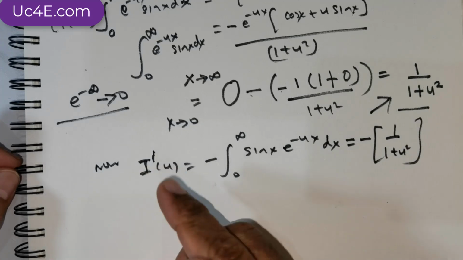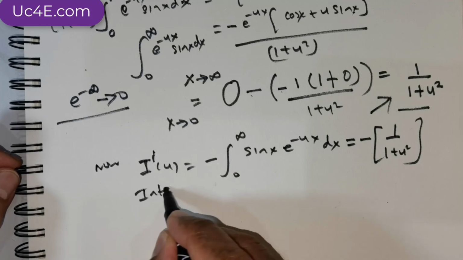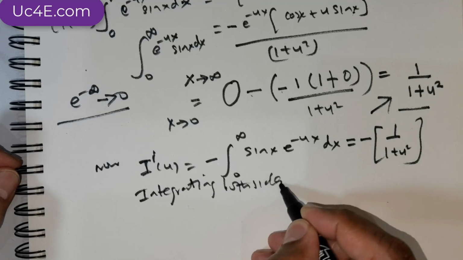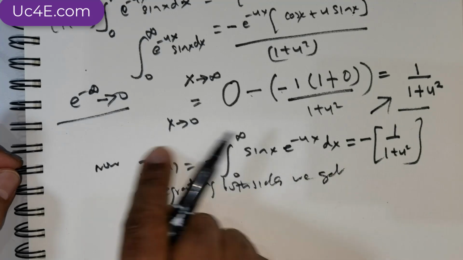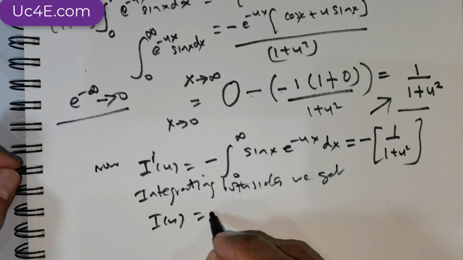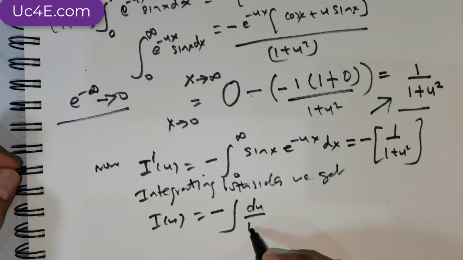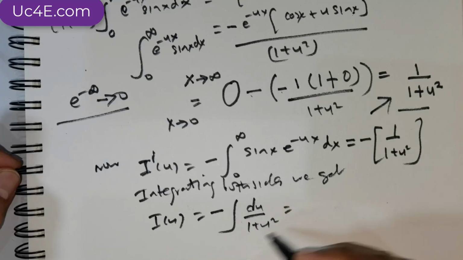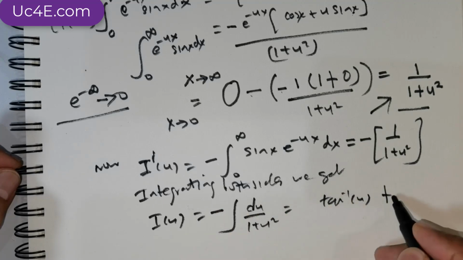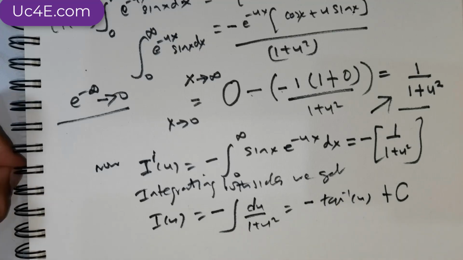Now this is I dash, but you need to obtain I of u. So we need to integrate both sides. That's exactly what I'm going to do. Integrating both sides, so what do we get? When you integrate this I dash of u, you will get I of u. This is going to be negative integral du over 1 plus u squared, and this is nothing but tan inverse of u. Since it's indefinite, it's going to have an arbitrary constant, and you've got a negative sign, so just place that.